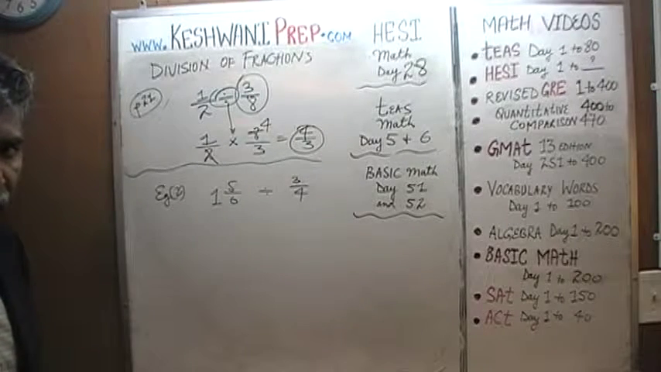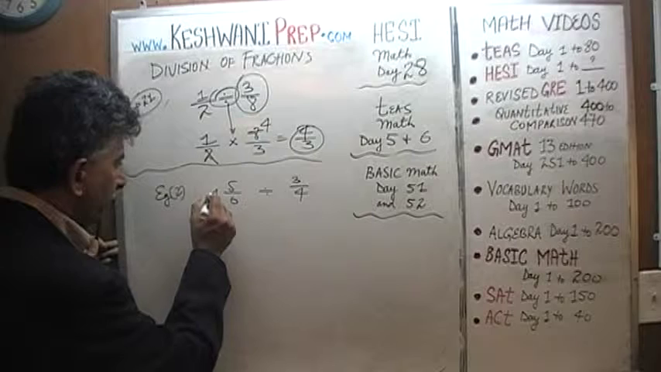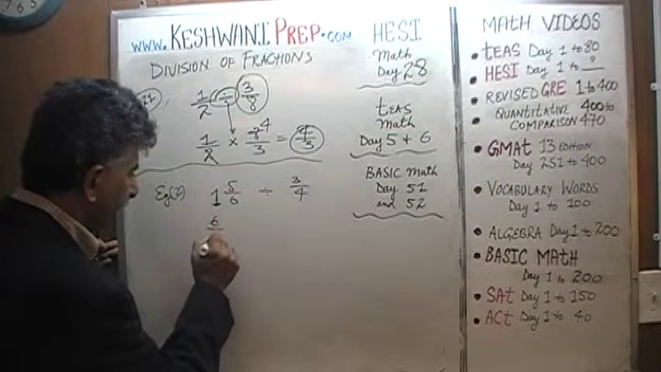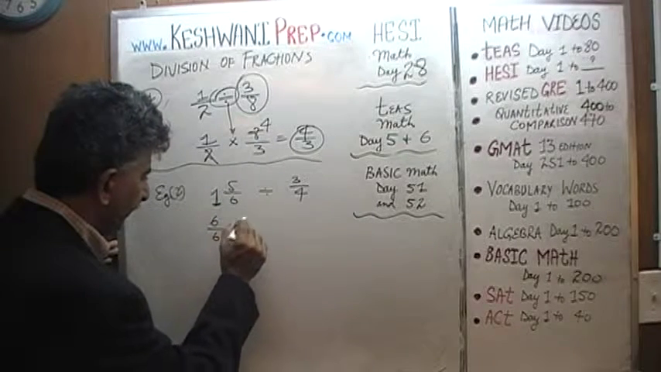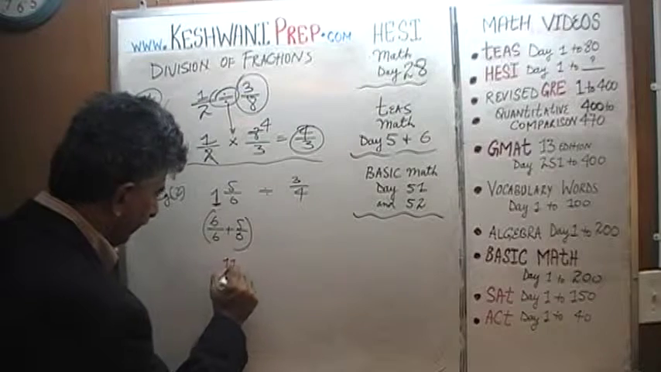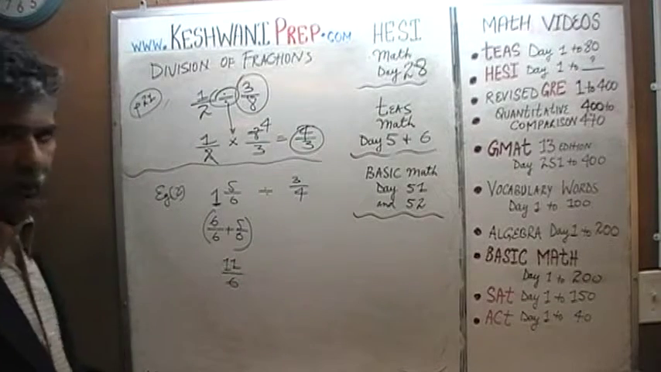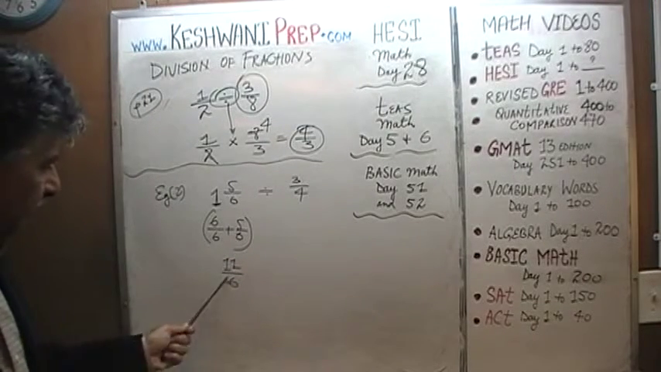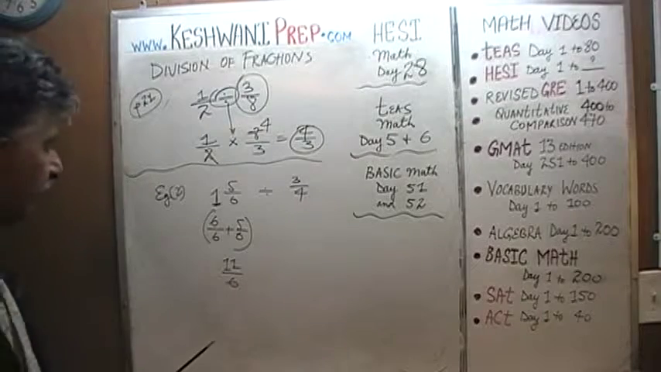1 is made up of how many sixths? 1 is made up of 6 sixths. 1 can be written as 6 over 6. 6 over 6 plus 5 over 6 gives us 11 over 6. So this first quantity that they give us is simply 11 sixths.